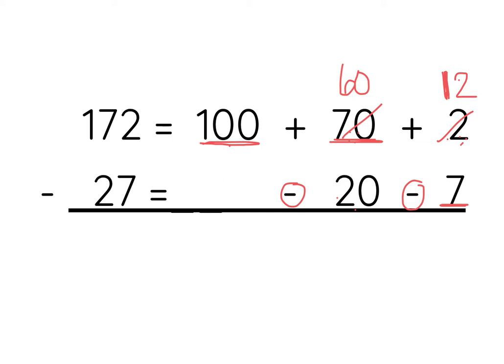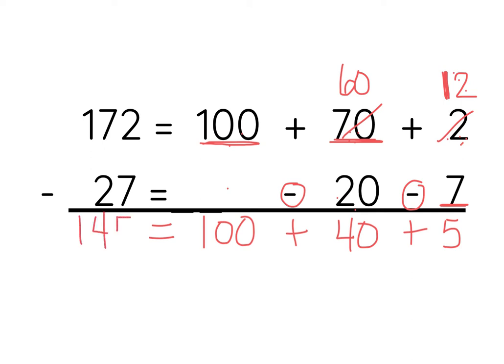Now we can subtract. And again, since every column has larger values on top, you can just subtract left to right. 100 minus 0 equals 100. 60 minus 20 equals 40. 12 minus 7 equals 5. Add it up and get 145. You knew it would be greater than 100 because you had 172 and you were only subtracting 27.